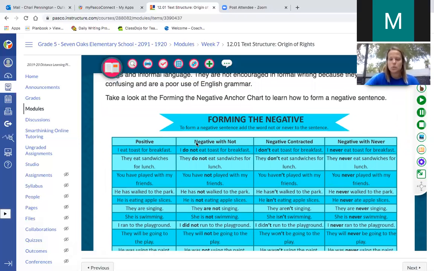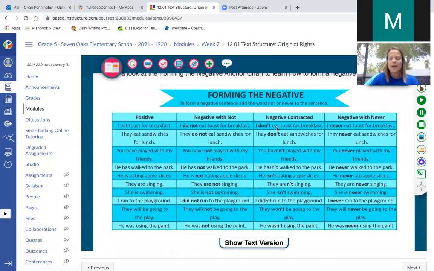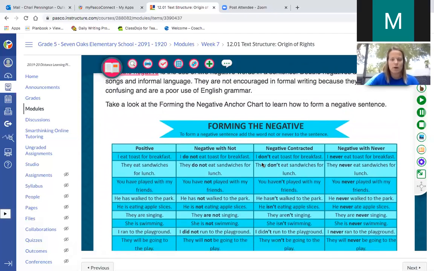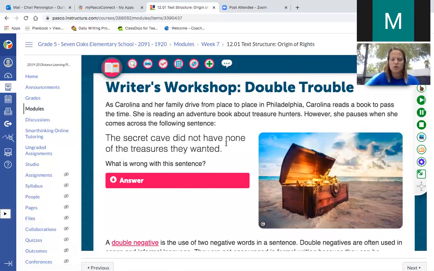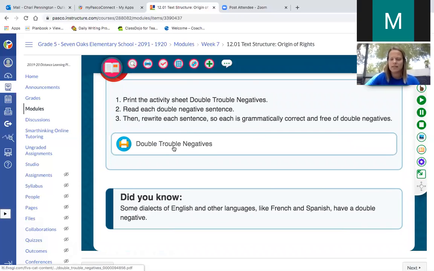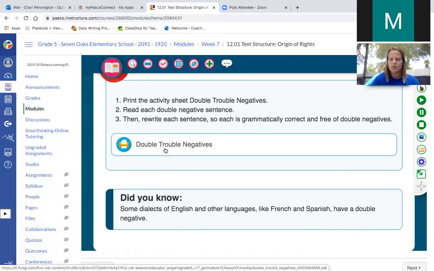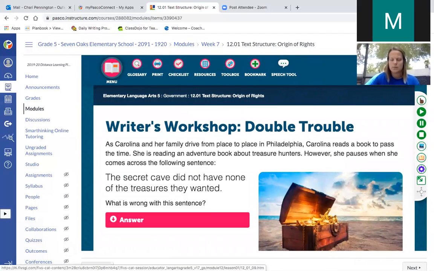We can either use the word no, or never, or don't. To form a negative sentence, add the word not or never to it. Okay, so pay attention to this because there are 2 questions on your quiz that talk about double negatives. I would actually strongly recommend at least looking at the double negatives printout. You do not have to do it, but at least look at it to see what other examples there are.